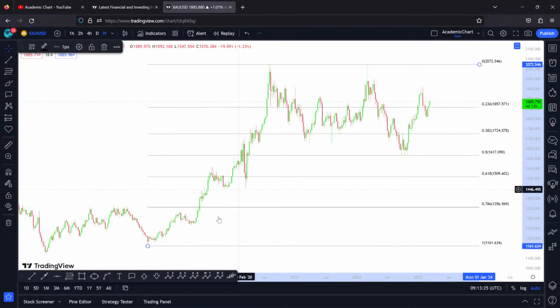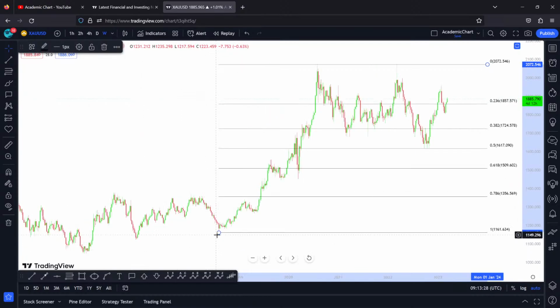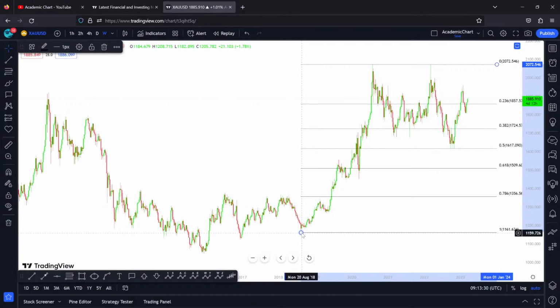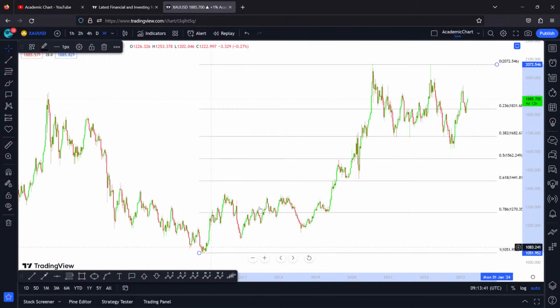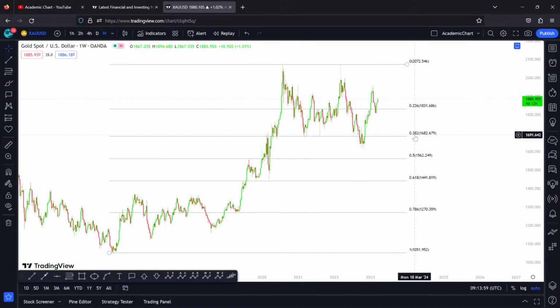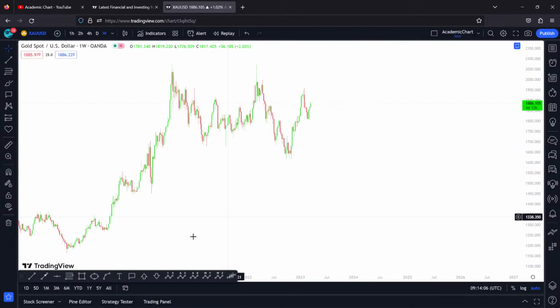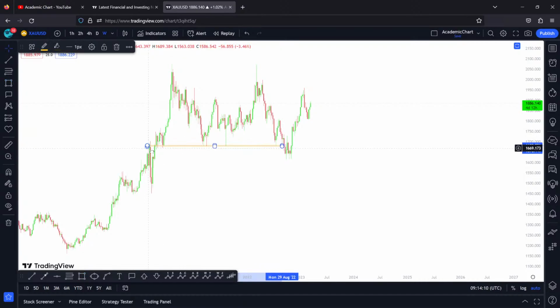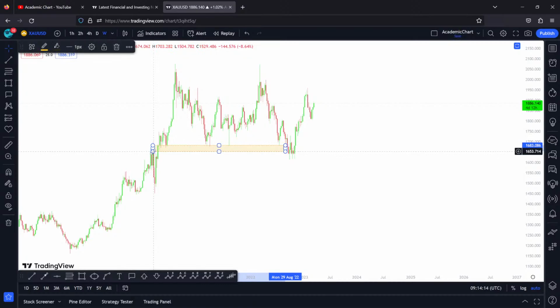If I zoom out a little bit, depending on how you count, this was the first wave, then some sort of a correction, third wave and fifth wave. Anyhow, if we count this whole thing as the impulsive wave, the correction of that has been done to 38%. If I zoom in a little bit, you can see this is the 38% of that Fibo.